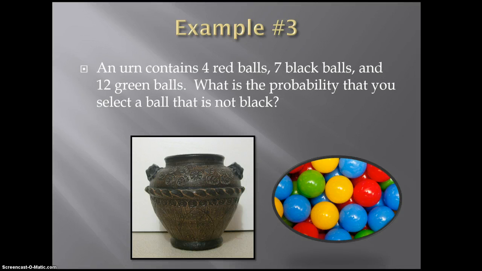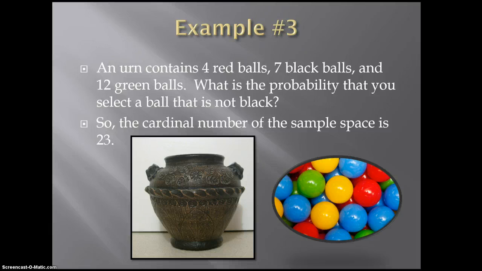An urn contains 4 red balls, 7 black ones, and 12 green ones. What is the probability that you select a ball that is not black? So the cardinal number of the sample space is 23 because 4 plus 7 plus 12 is 23.